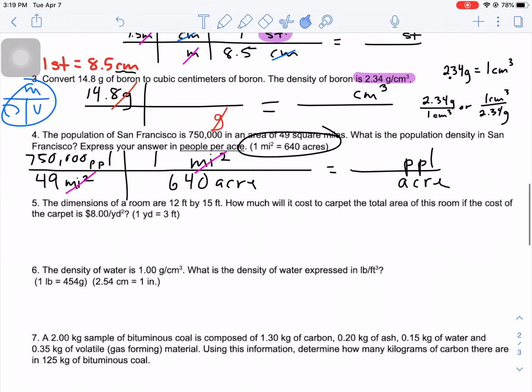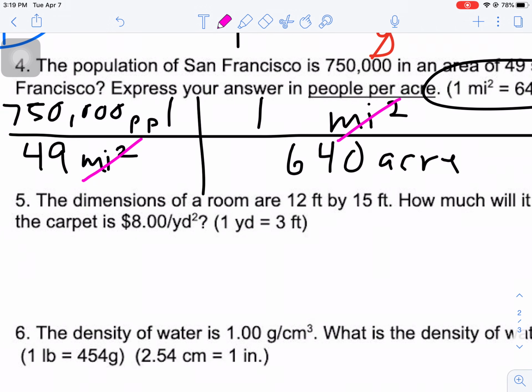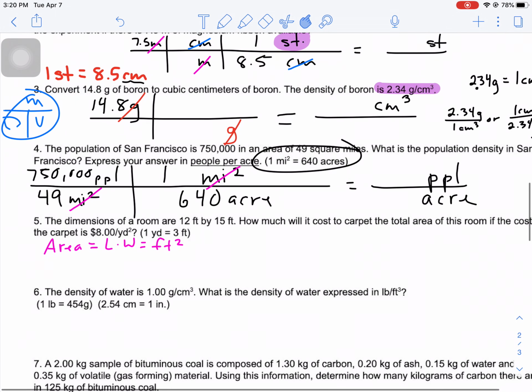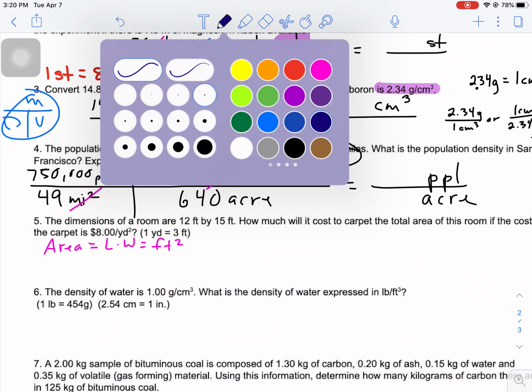All right, next problem. First thing we need to do is we need to calculate the area of the room. And we're going to assume this room is rectangular, so we can do that, and we can get the length times width. Now, a foot times a foot is a foot squared. Okay, keep that in mind. Now, we've calculated the square footage of the room, but we need to get it to yards squared because that's typically how carpet is sold.